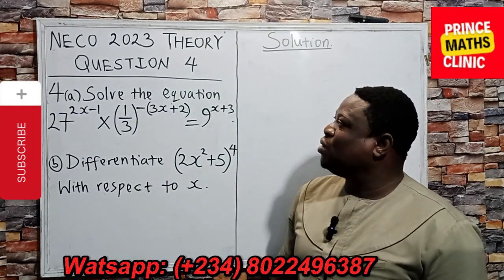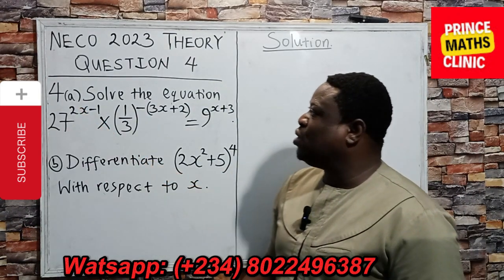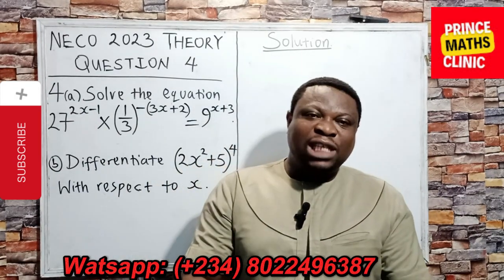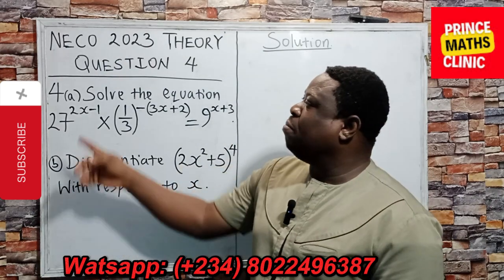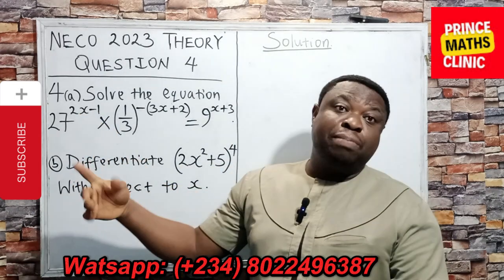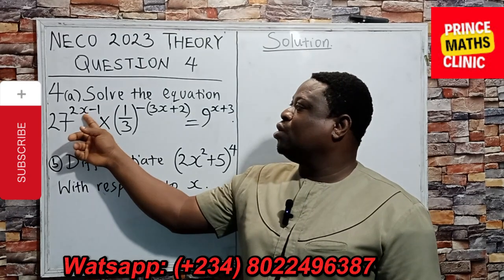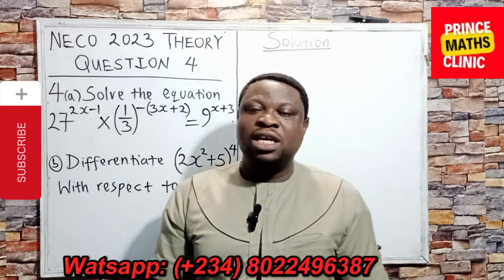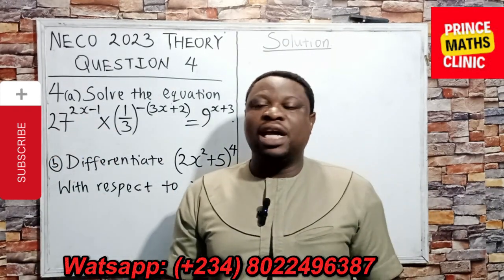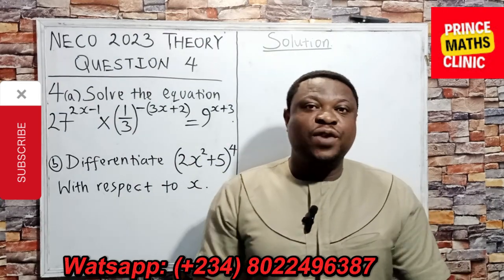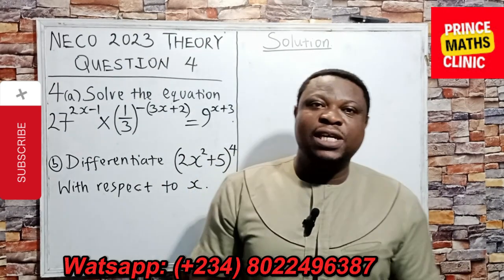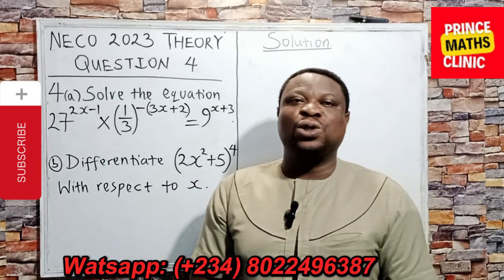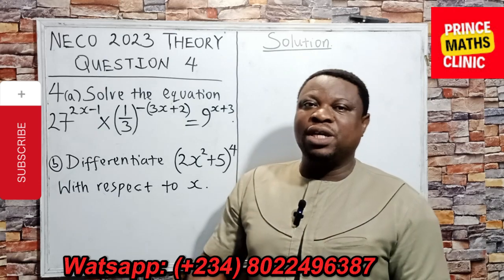Now, looking at the question, we find out that the first question happens to be an exponential equation. Why is it an exponential equation? Because of the powers. Exponent means power, and we have unknowns: you see x, x, x. That tells you that it's an exponential equation. Then part B is differentiation, and specifically it's a function of a function. So let's go right into the solution and see what we obtain.